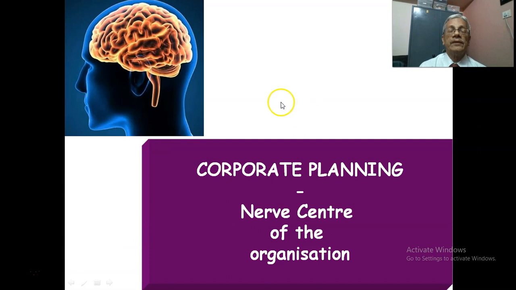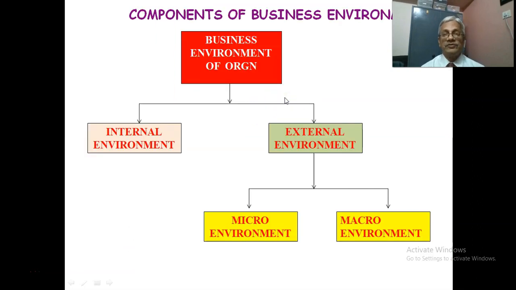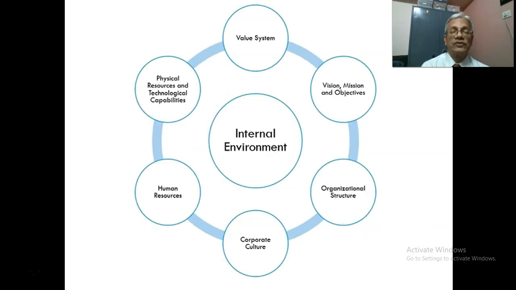So basically, before going into that, let us try to understand how exactly the business environment looks. The business environment has two major components, namely the internal environment and the external environment. The external environment in turn will have two components, namely the micro environment and the macro environment. Let us first look into what exactly the internal environment is.